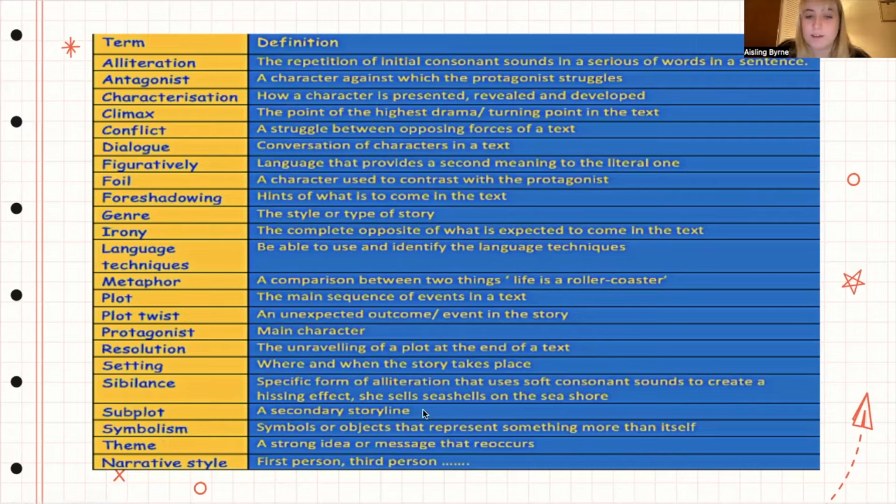Subplot is a secondary storyline, one that might be going on behind our main plot. Symbolism is symbols or objects that represent something more than themselves. If you've done Once, there's the symbol of the carrot, which is a symbol of hope for the main character in that text. Theme is a strong idea or message that reoccurs. And then narrative styles: we've got first person or third person. First person is I, and third person is there's no I felt this way. It's coming from a godlike view.